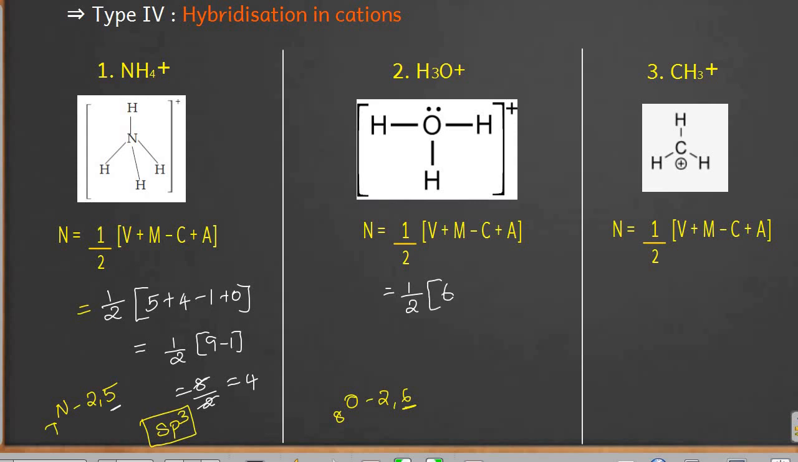So outermost electron 6 plus monovalent is 3. So cation, that is 1, there is no anion, just write 0. So here 9 minus 1, 8 by 2, 8 by 2 means we will get that 4, that is sp3 hybridization. Okay, let's move to the next one.